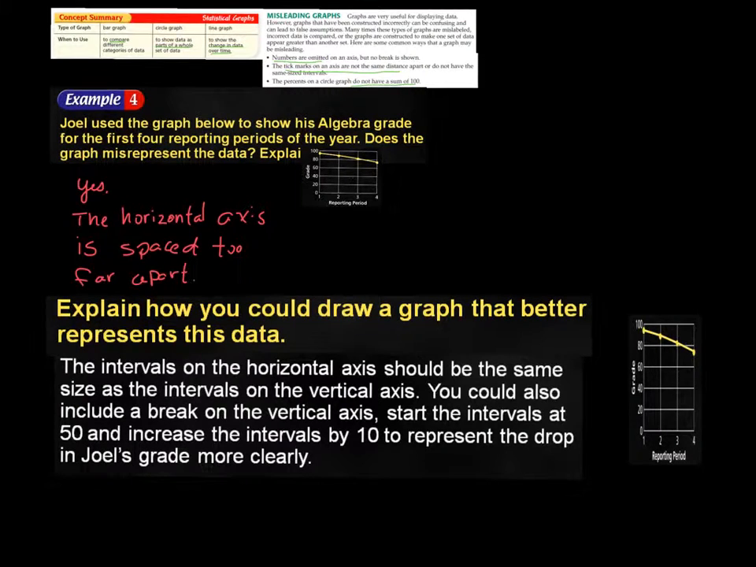Other suggestions: the intervals on the horizontal axis could be the same as the intervals on the vertical axis. You could also include a break or an interruption on the vertical axis and start the intervals at 50 and increase by 10s to represent the drop in his grade a little more clearly.